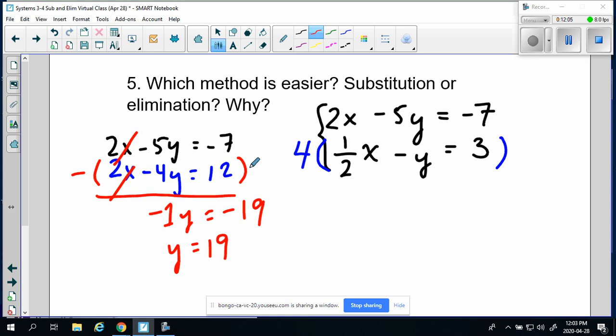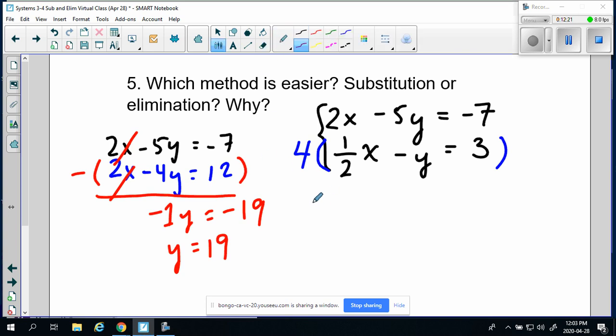Now you guys can see why I don't like subtracting equations, because the double negatives really mess with my head, which makes it very likely that I'm going to make a mistake. So if it was up to me, I would just multiply by negative 4 right off the bat, and that way I could just add the equations together.